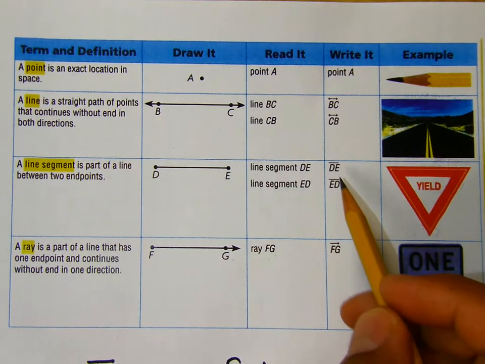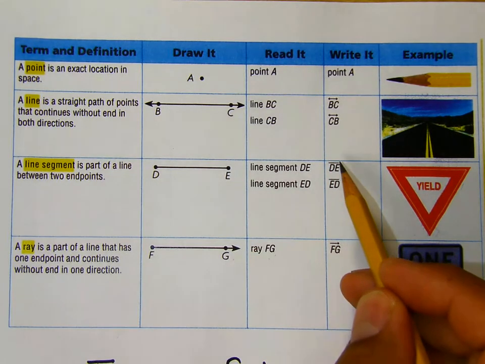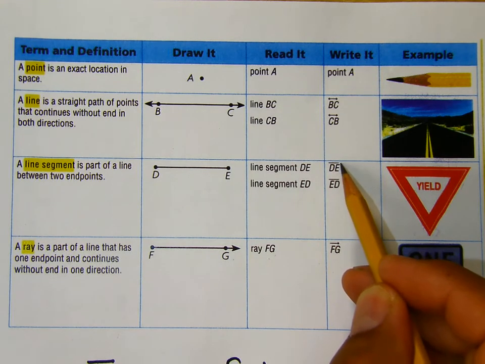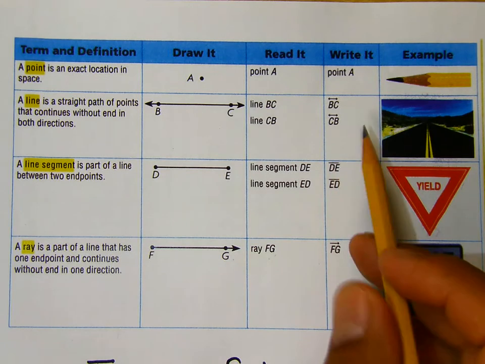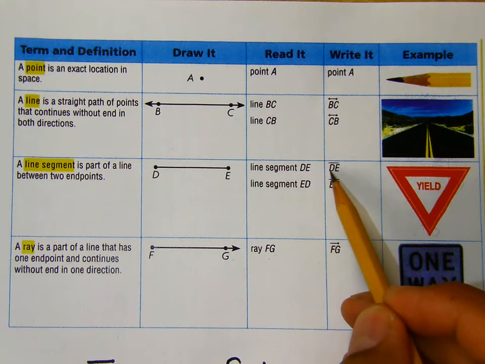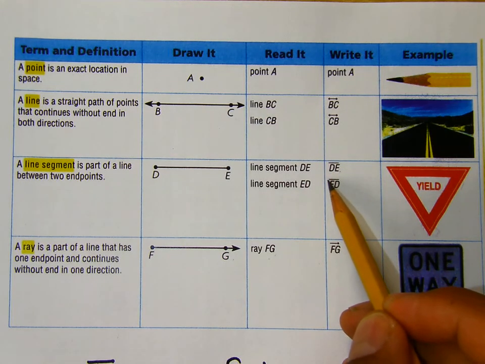So when we write it, we make a line and then we write our 2 points at the bottom. So line segment DE. Notice that it does not have arrows at the end of it, like that one. If it has arrows, then it's a line. If it does not have arrows, it's a line segment. So this is line segment DE, or we can call it line segment ED.